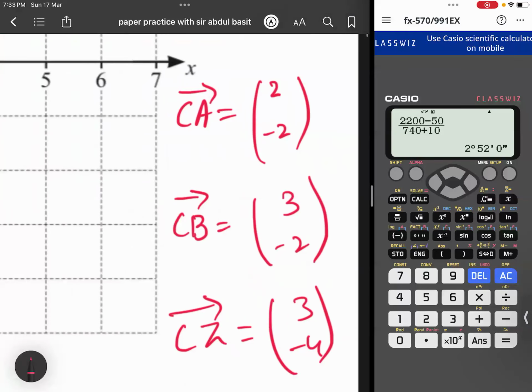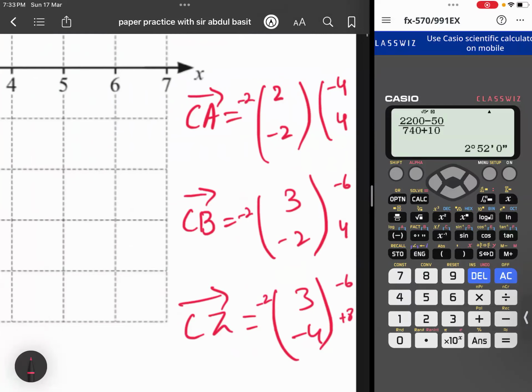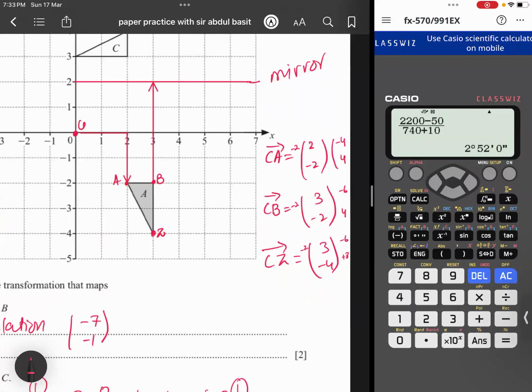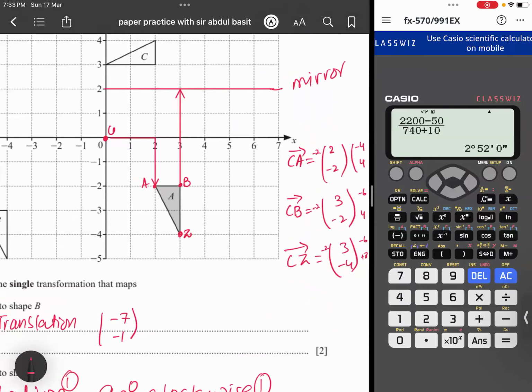If I multiply this vector with -2, I will get -4 and +4. If I multiply this vector, I will get -6 and +4. -2 multiplied here, so it would be -6 and +8. Yes or no? Now start from the center.